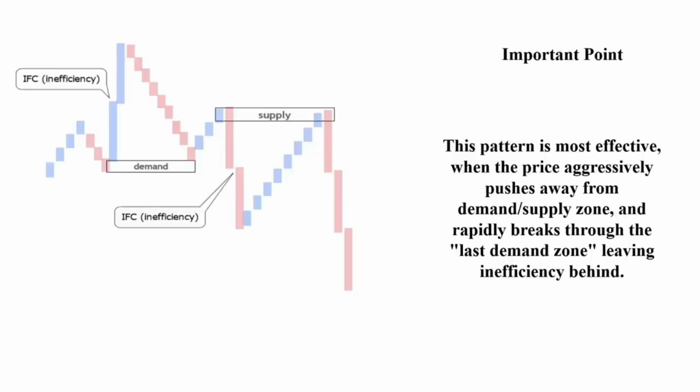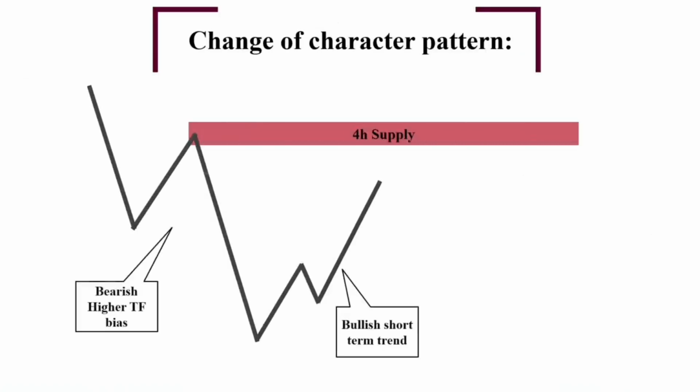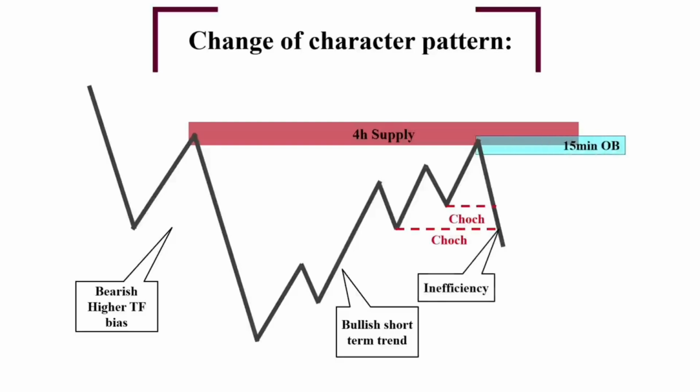So let's move on to the next setup. We call this change of character pattern. This pattern forms after mitigating a higher time frame supply or demand, meaning that we always trade this pattern if we have the market in our direction in higher time frames. Here, our higher time frame direction is bearish. After mitigating the supply zone, our short-term trend changes the character with inefficiency, leaving a perfect supply zone. So when the price gets back to this level, we will execute our short entries.